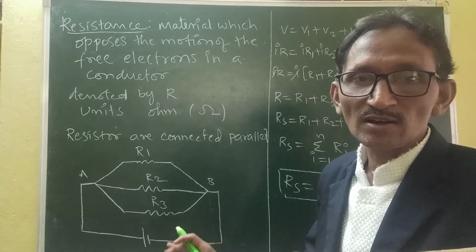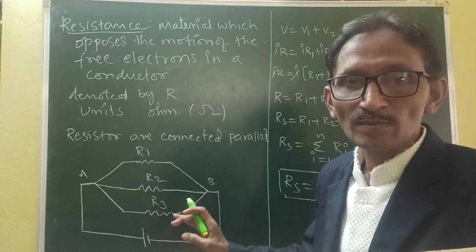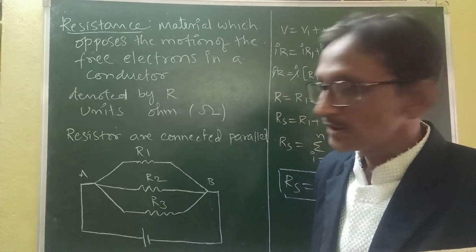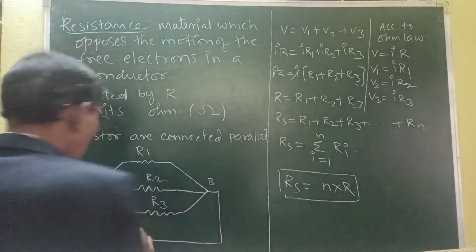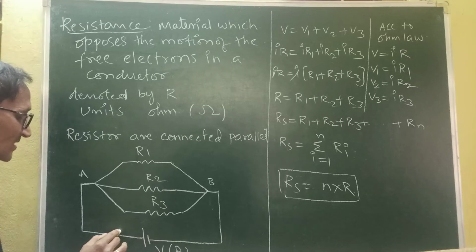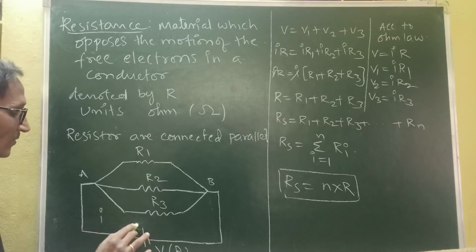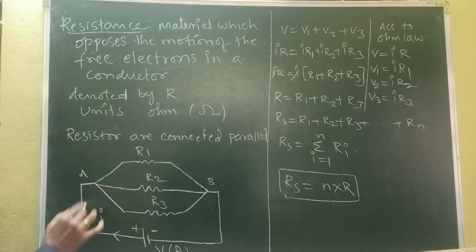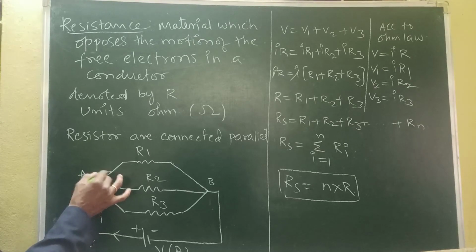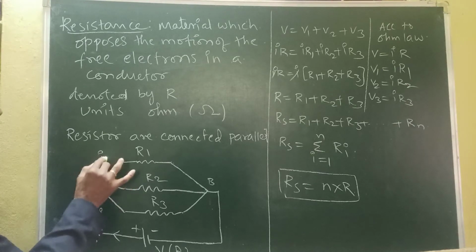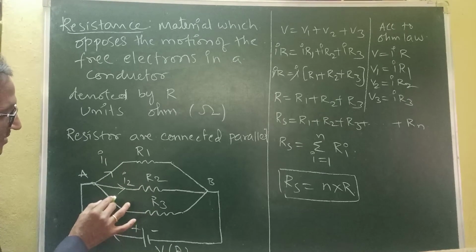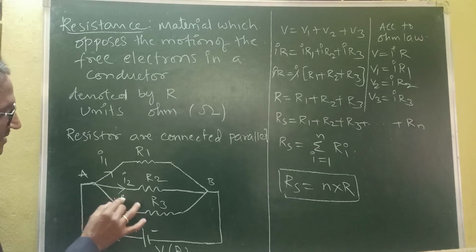Such a combination we call resistors connected in parallel. I am considering the three resistors R1, R2, R3. Now imagine the current coming out from the positive terminal of the battery with a resistance R. When it comes to the point A, the current is divided: through the first resistor branch as I1, the second resistor branch as I2, and the third resistor branch as I3.